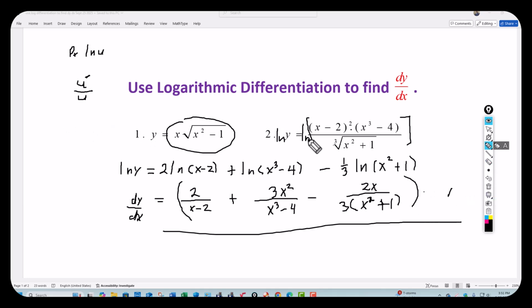Okay, so for problem 2, this is y. So I'm just going to write it in this way. This expression here is multiplied by that, which is of course the y. I don't have room here to put it down, so it's just going to be this expression here multiplied by x minus 2 squared times x cubed minus 4 over the cube root of x squared plus 1. Hope you can follow that.